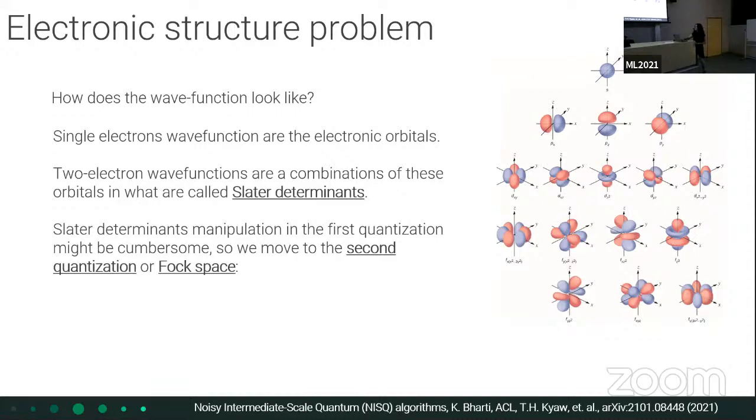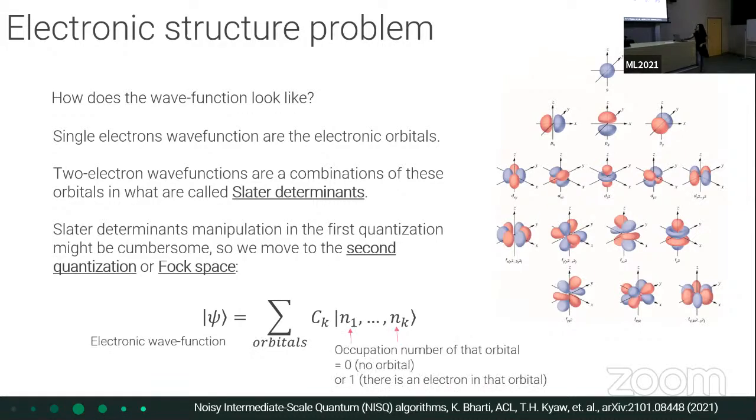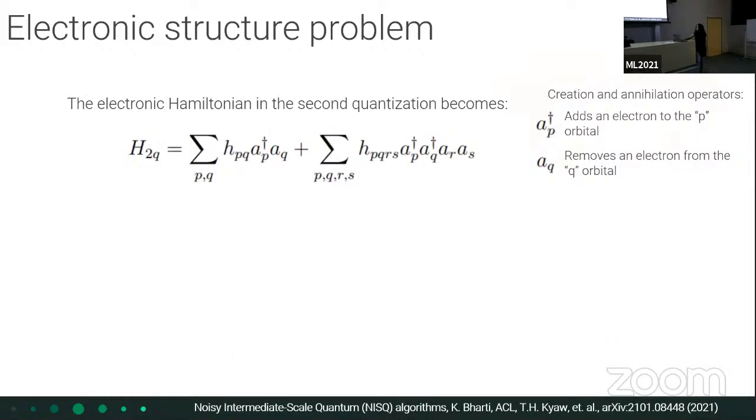If we move to the second quantization, they look like this, and we can use these occupation numbers, like: do I have this orbital, yes or no. And the coefficients in front of them are the coefficients of this Slater determinant. So this is the big picture of how these functions look. And that's the thing that eventually we want to generate in our quantum computer.